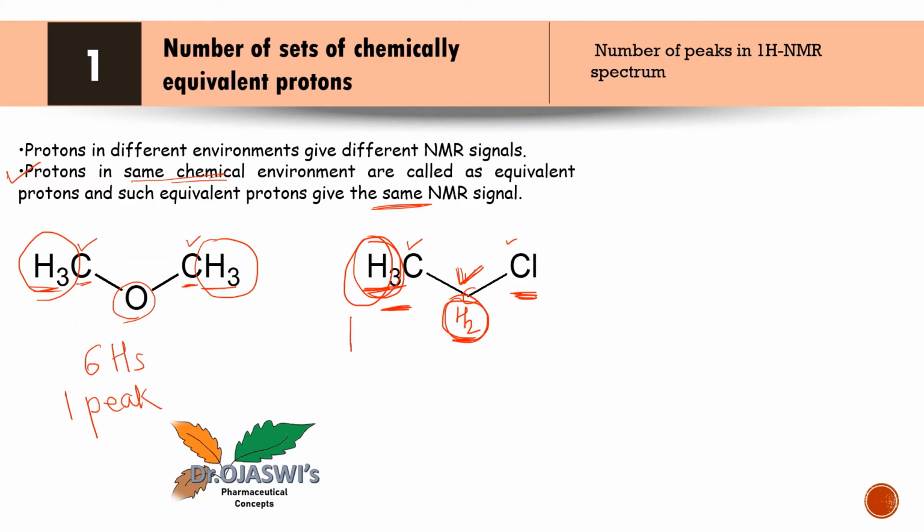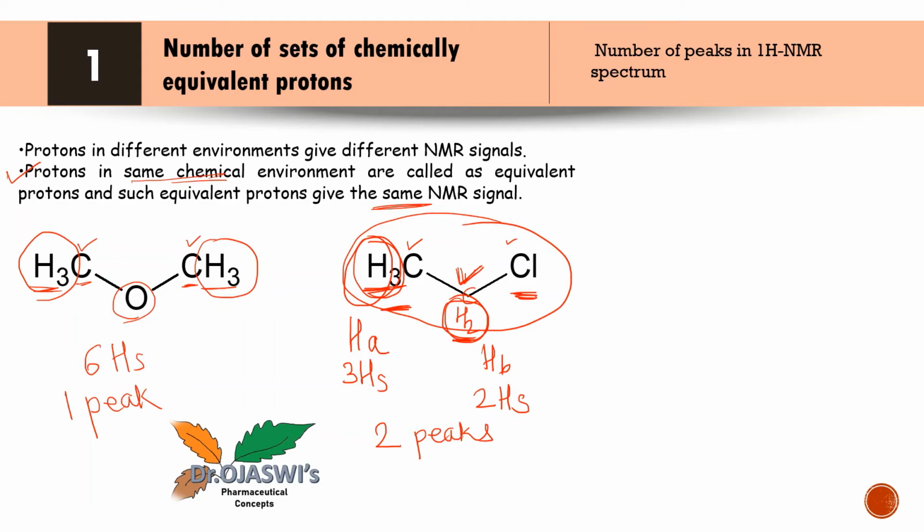So I'll get one peak for these 3 hydrogens and a second peak for these 2 hydrogens. So there will be 2 peaks in the NMR spectrum of this particular structure. These 3 hydrogens I have represented as HA, and these 2 hydrogens I have represented as HB. I hope this is clear. One last example.